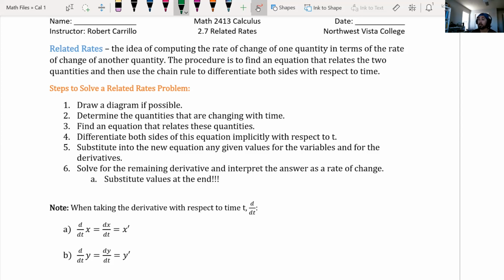And after you figure out what equations to use, you're going to differentiate both sides with respect to time and solve for whatever the question's asking. We do not plug anything in until the very end. If we plug in right from the beginning, the derivative is always going to be 0 most of the time. So we avoid plugging in any values until the very end. Okay. So let's go ahead and try it out.